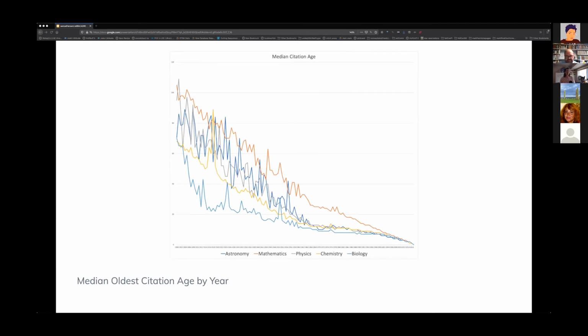So here is the median citation age for these disciplines from 1900 to 2017. You'll notice the orange one here is math. There's a pretty big gap there between math and the others. And then you have physics and astronomy sort of clustered together, then chemistry, and then bio. Bio doesn't like old papers. Just doesn't. Mathematics, on the other hand, really likes old papers.